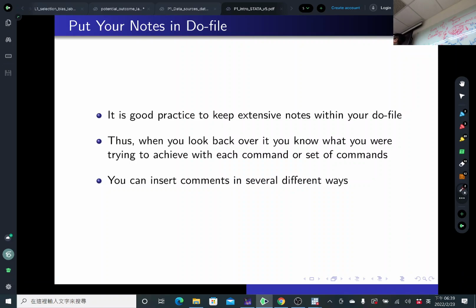It's good for yourself because sometimes you don't know why you want to do this command, and these notes give you some memory to know why you want to do that. It's also good for collaboration, for your co-author or your supervisor to know what you're trying to do. So you should put a note, at least for commands which may be a bit complicated. And there are several ways to insert the notes in the do file.